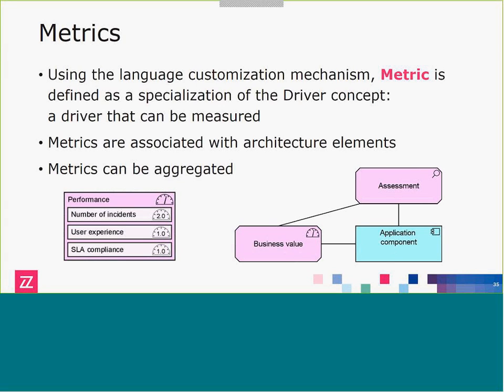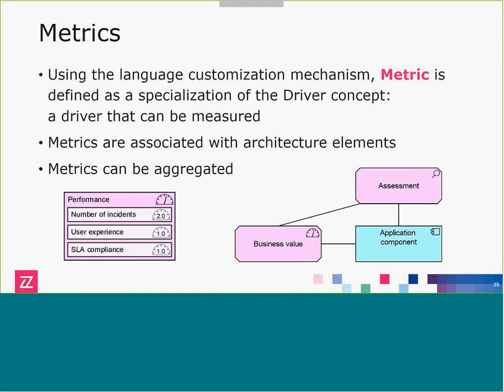One example of that is the specialization of the already existing driver concept in ArchiMate, a driver that can be measured. So a metric is a driver where you can really put a measure on it. And here I've got another one, a performance metric, which has number of incidents, user experience, and compliance as part of the metrics. And you see some numbers there, those are the weights attached to that.